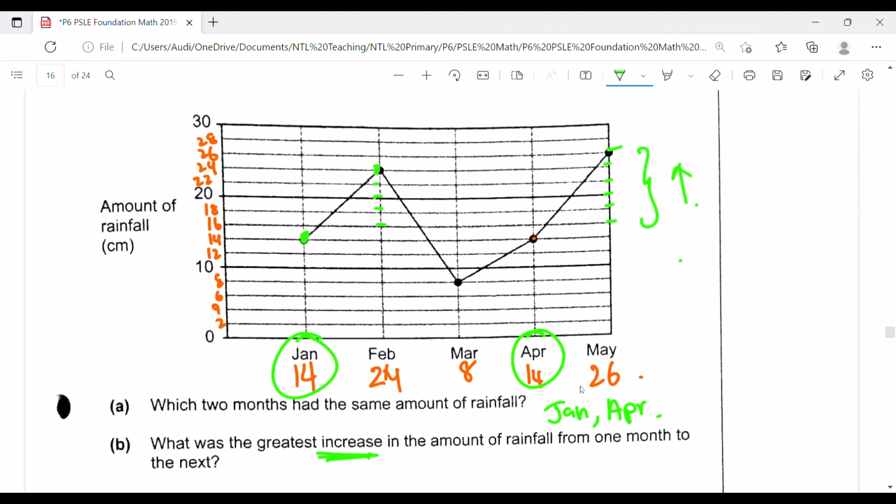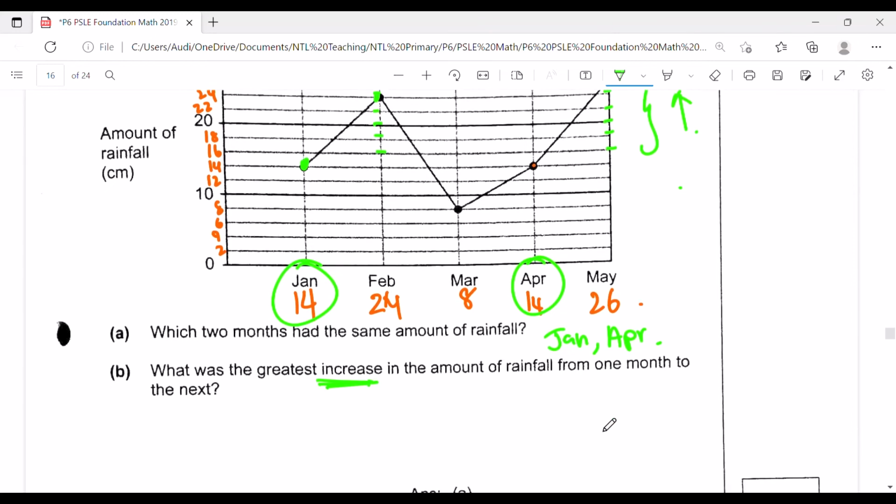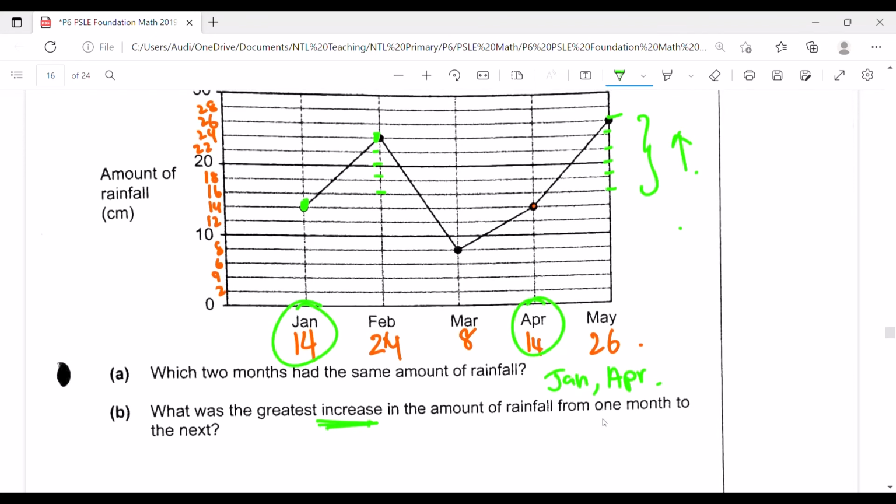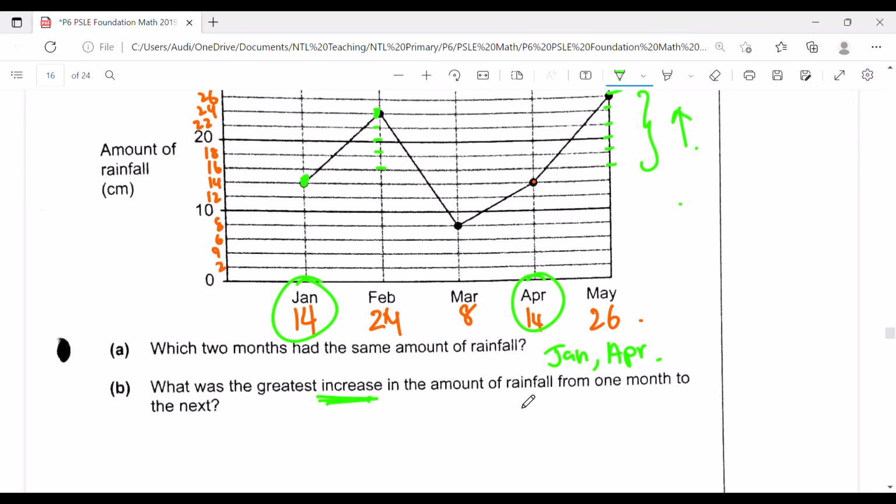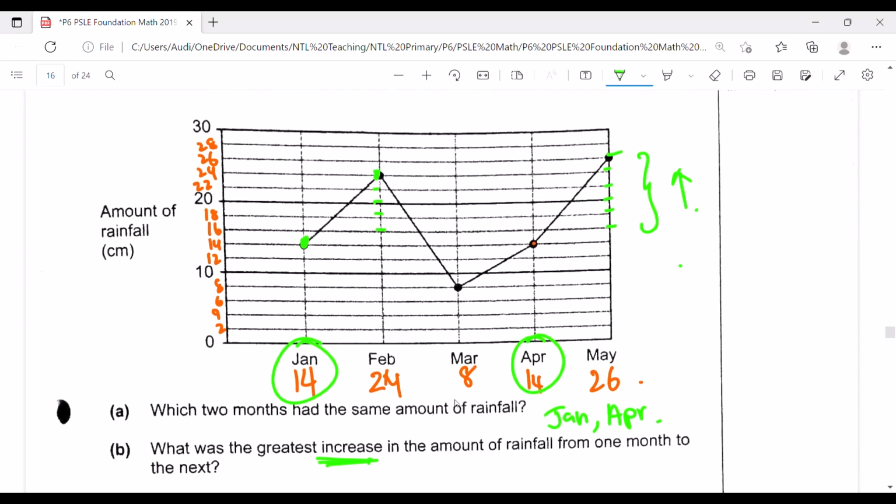Okay, increase means going up. So from what month to what month? What was the greatest increase in the amount of rainfall from 1 month to the next? So we're looking at April to May. Now we count, okay? Remember, each division is 2. So 2, 4, 6, 8, 10, 12. Increase of 12 cm. This is one way, just by counting.